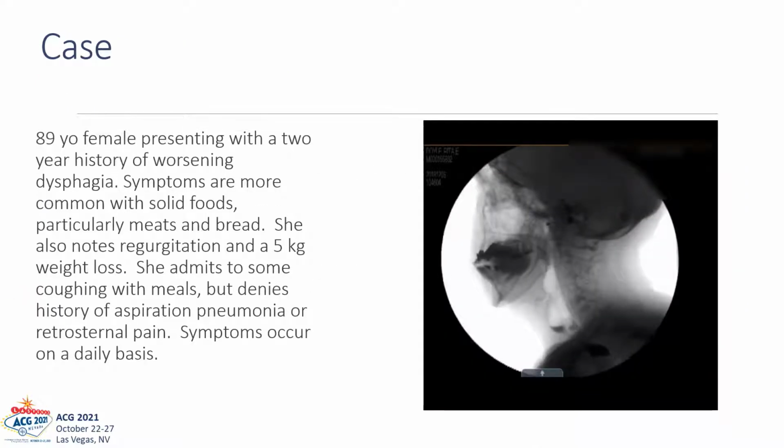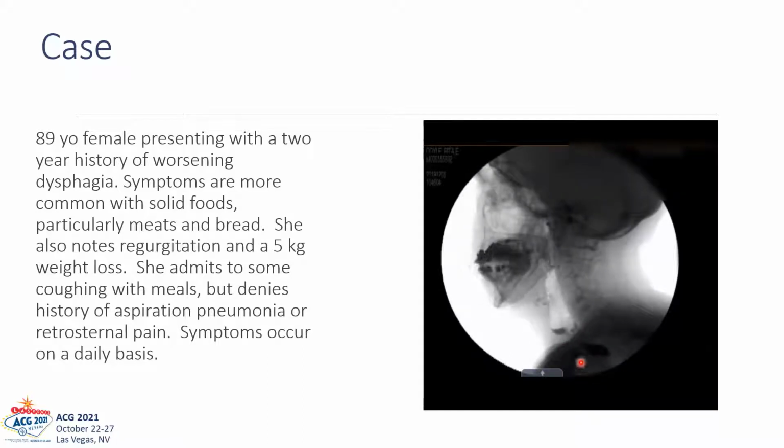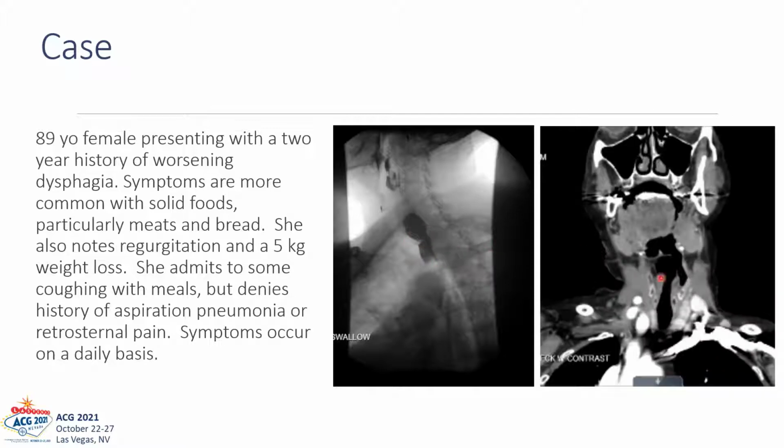Back to our case. Here's our 89-year-old female presenting with a 2-year history of worsening dysphagia. You can see here the modified barium swallow. We see some kind of collection in here. And here's a still from an upper GI, with a diverticula kind of coming off right here. And here's a head and neck CT. So it looks quite lateral.